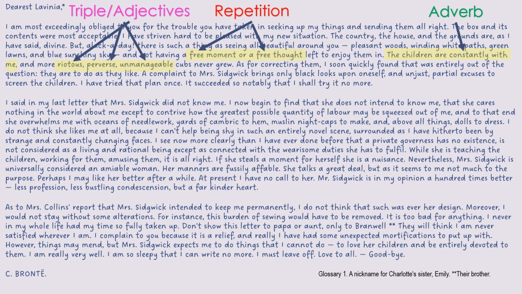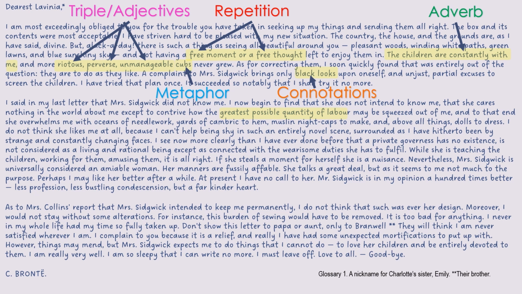When we've got the triple of the adjectives riotous, perverse, and unmanageable, this emphasises a distaste for her wards, for the children she looks after, and it also implies they are difficult to look after. And this is emphasised by the use of the metaphor cubs, suggesting they're more animal than they are human. When she talks about Mrs. Sidgwick's black looks upon her if she tries to complain about the children, this, if we look at the connotations associated with the word black, dangerous, evil, cold, this implies a difficult relationship with the parent in this role as well.